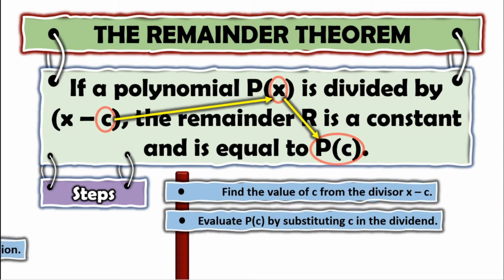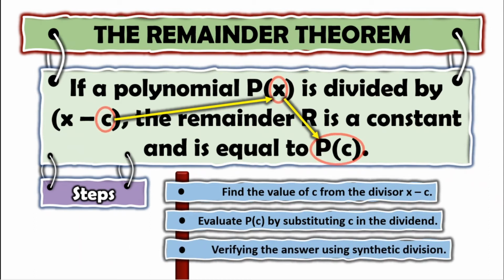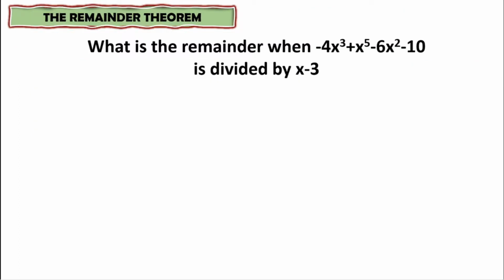Ang third step ay optional. Kung gusto nating i-check kung tama o mali ang ating nakuha, we can use synthetic division. One example: what is the remainder when the polynomial negative 4x cubed plus x raised to 5 minus 6x squared minus 10 is divided by x minus 3?